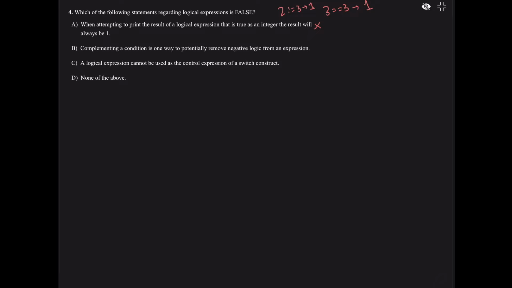Or if you were to do 2 does not equal 3, that's true, so it would print a 1. Any value that's not 0 can be true, but if you're printing a true value, that value is always going to be just a 1. So that's what makes A true. Moving on to B. Complementing a condition is one way to potentially remove negative logic from an expression. So this is true. Might be a little confusing.